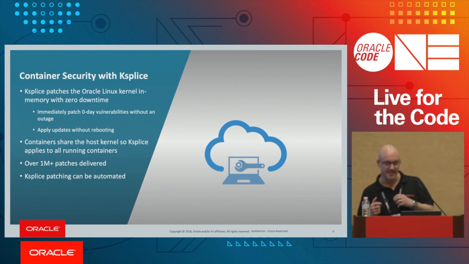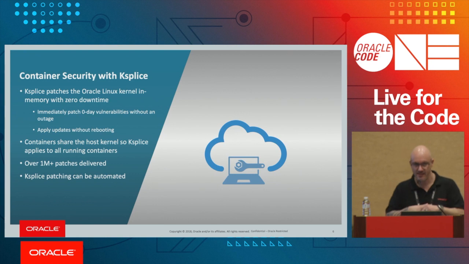The nifty thing is because containers share the same host kernel, once you Ksplice the kernel, all of your containers are instantly protected. So we can do in-memory fixing of CVEs across all containers running on a system in a single run. So these are the building blocks.